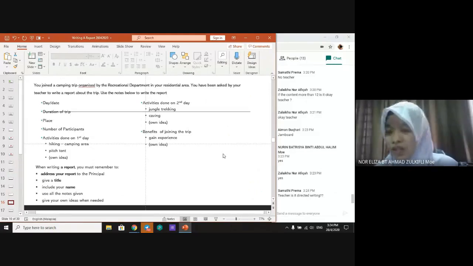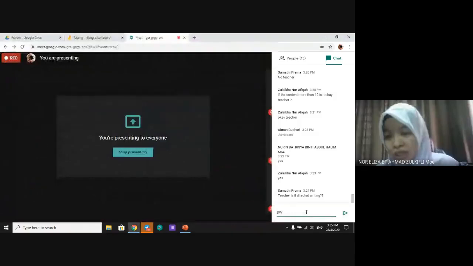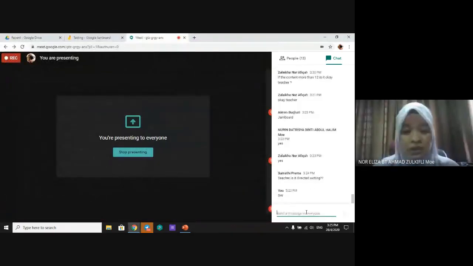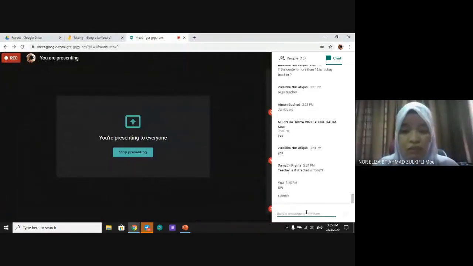Okay, Sumati, this is the format, the question for directed writing. The directed writing will have this kind of question, and then you're given notes like this, and then you're given reminders at the bottom like this. Remember, directed writing can be a DW, can be a speech, can be a report.